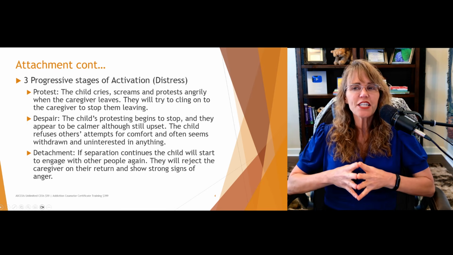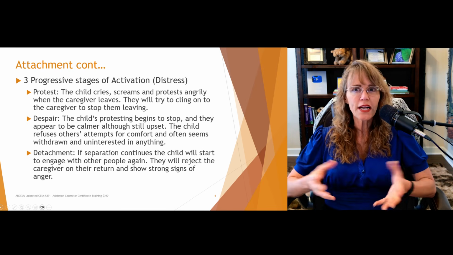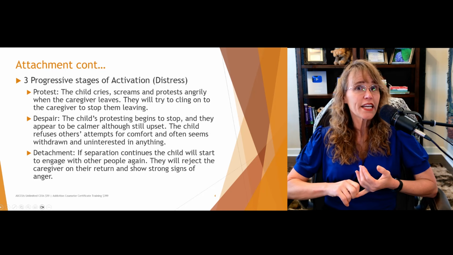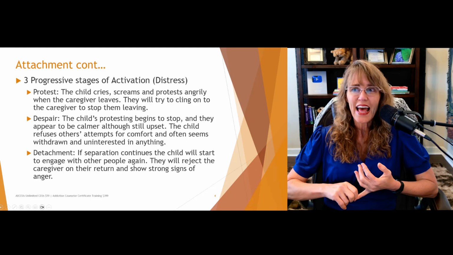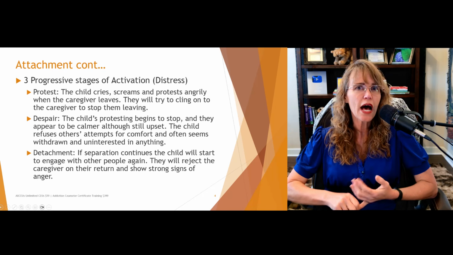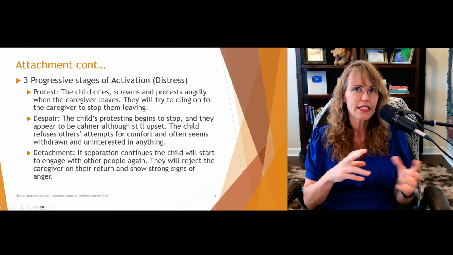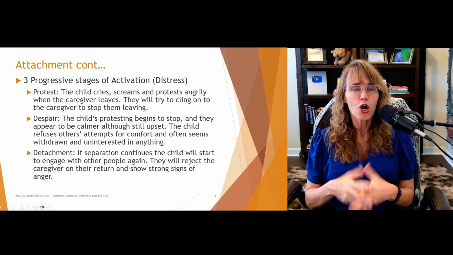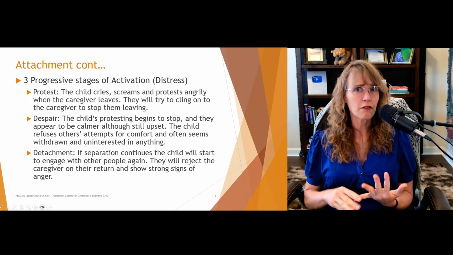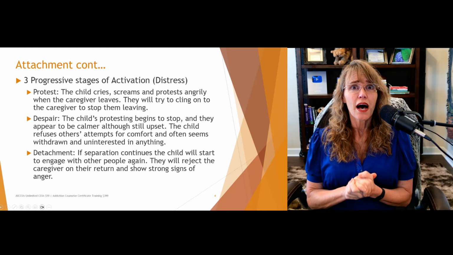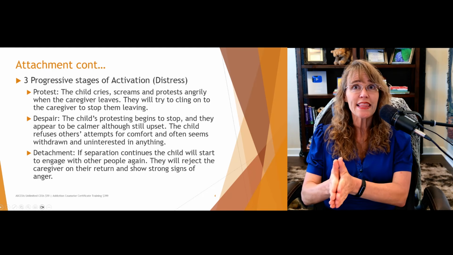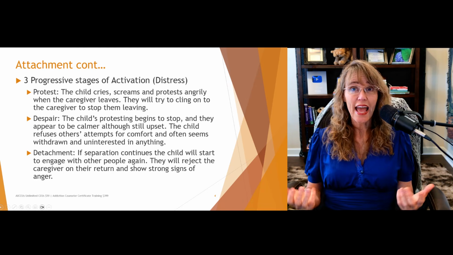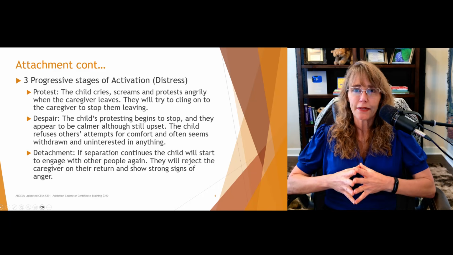The progressive stages of activation or distress start out with protest. The child cries, screams, and protests angrily when the caregiver leaves or doesn't show up. They will try to cling on to the caregiver to stop them from leaving. So we see some attachment or separation issues here. We also see the same protest when the child is uncomfortable. They're hungry, they're wet, they're sleepy, the child will start to cry, and they are basically beckoning the caregiver to come fix it. And that's the only way they can communicate.